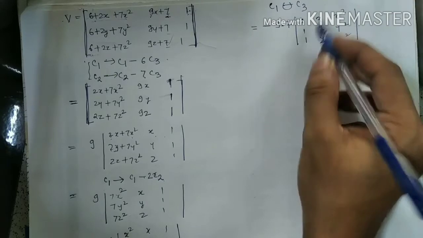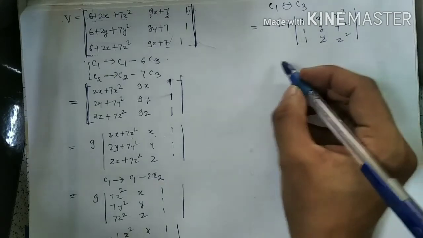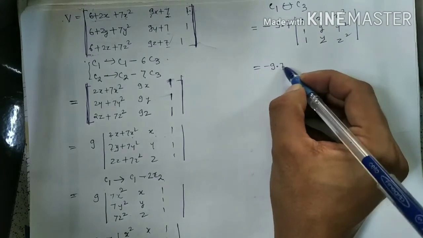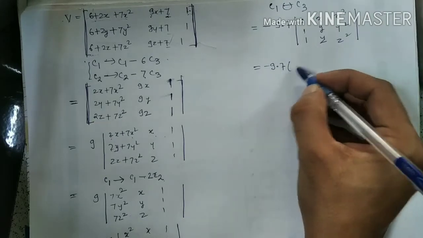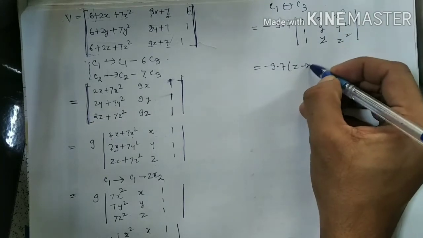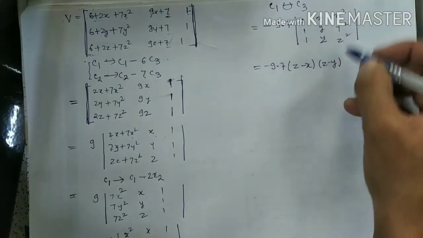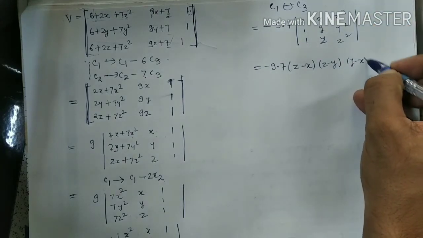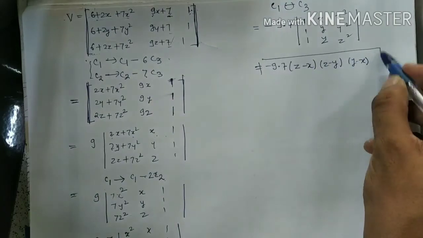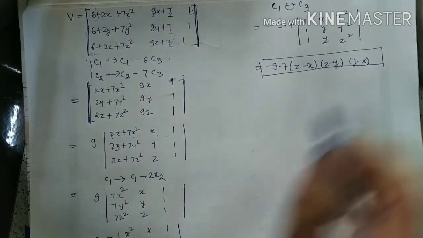But this is nothing but a Vandermonde matrix. And how do we find the determinant of a Vandermonde matrix? It will be z minus x, z minus y, and y minus x. So this is how we find the determinant.